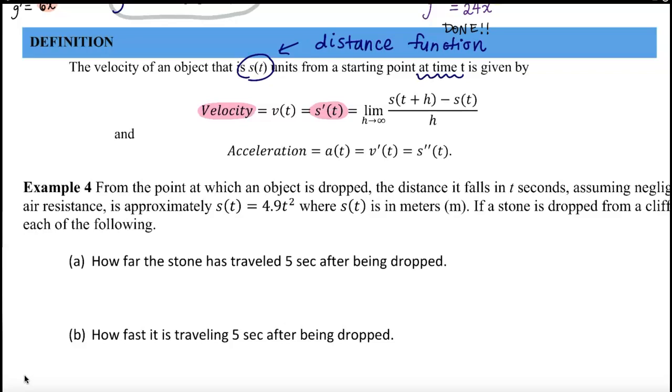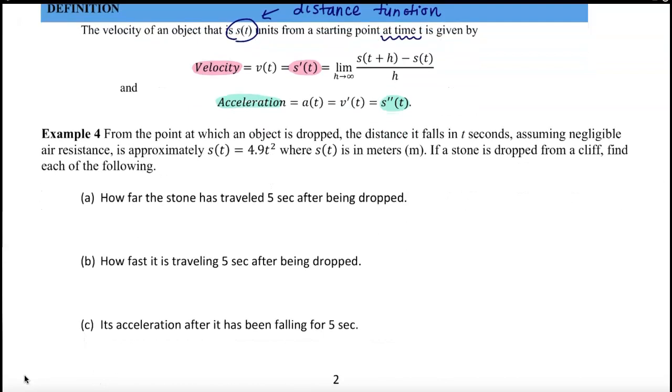The acceleration is the second derivative. So if you need to find the acceleration, a of t is the derivative of the velocity. In other words, the second derivative of our distance function. So the two things that I highlighted should be helpful. Let's use those to answer example number 4.